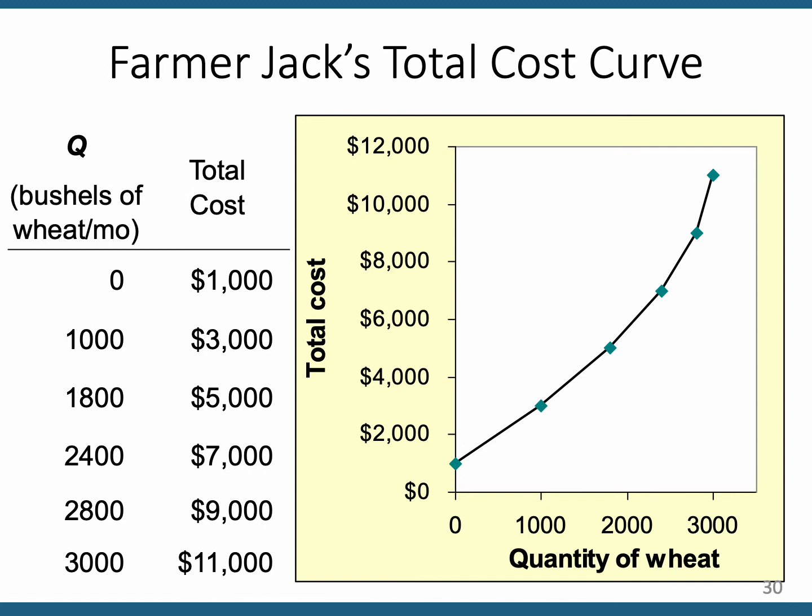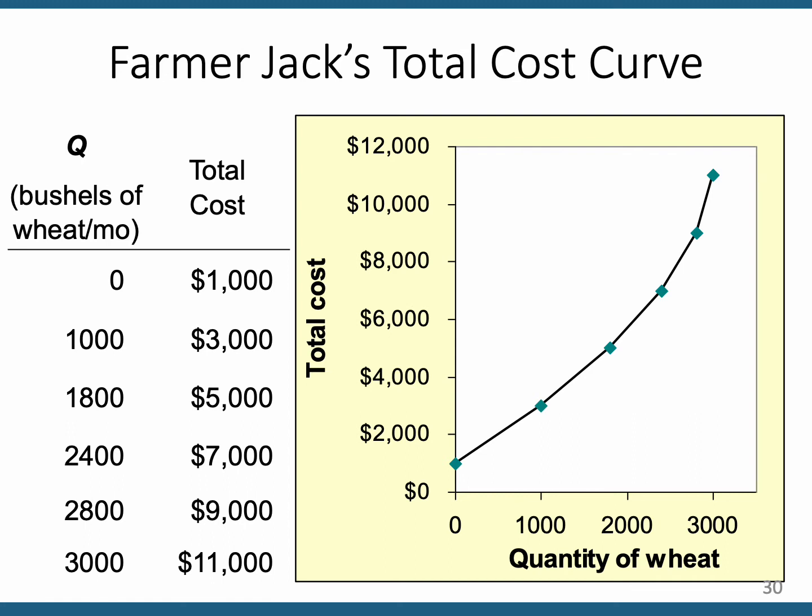This is a little deceiving. I should point this out too. Normally when we're graphing a table of data, we're increasing by even amounts. Q is not increasing by even amounts in this table. We go from 0 to 1,000, from 1,000 to 1,800, 1,800 to 2,400. So if you're looking just at this table of data, it's not obvious to you what the shape of the curve will look like. You can't tell that it increases at an increasing rate until you actually graph it.